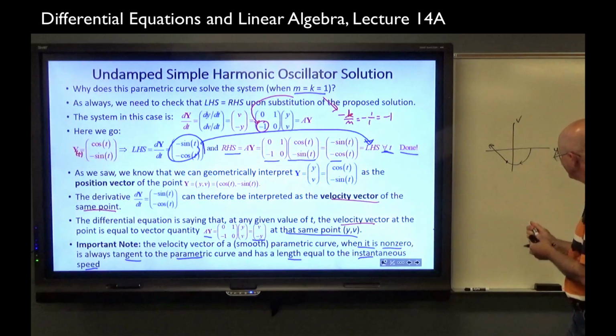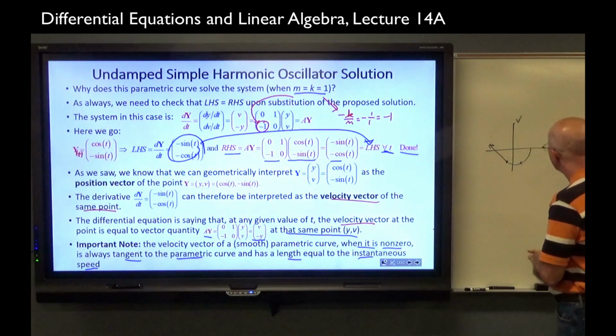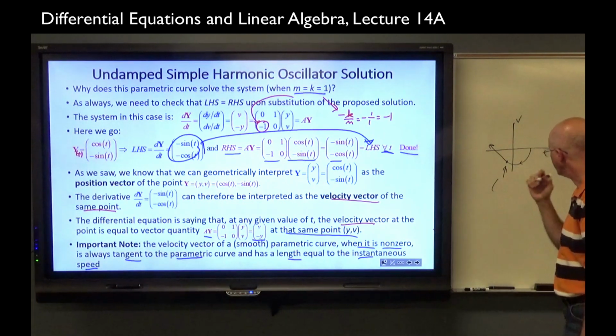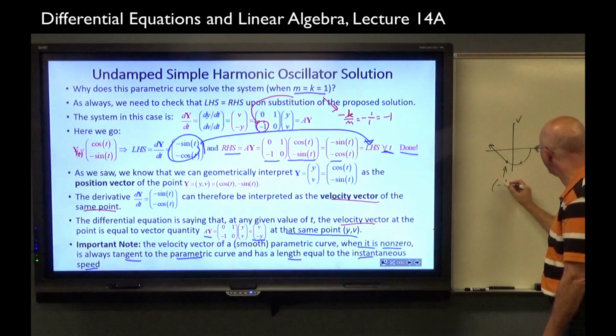Now, let's just pretend we've got coordinates for this point. Well, let's go ahead and use exact coordinates. Say negative 1/2, negative square root of 3 over 2 is the point, (y, v).